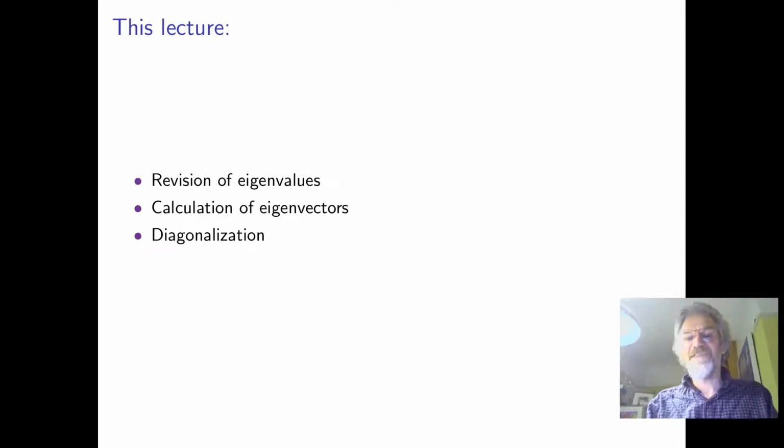So in the last set of lectures, we just had an introduction to eigenvalues, and we've been able to calculate some for 2x2 and 3x3 matrices. We're now going to see how to find eigenvectors, and we're also going to go on to see some of the uses of eigenvalues and eigenvectors, and we'll see what they're for. In particular, diagonalizing matrices.